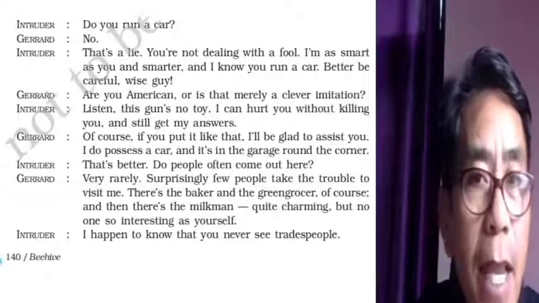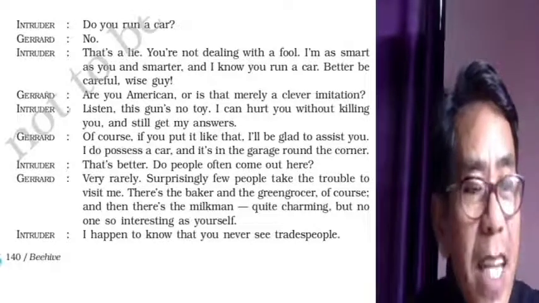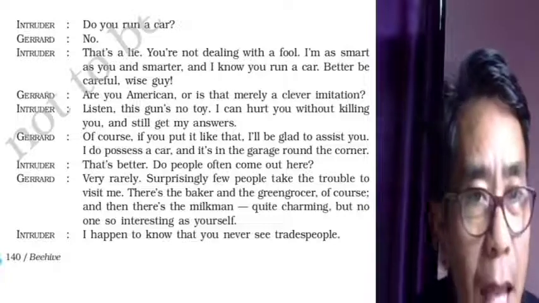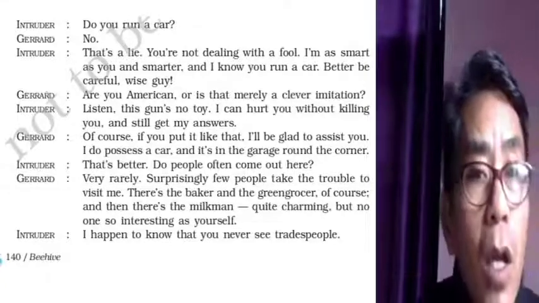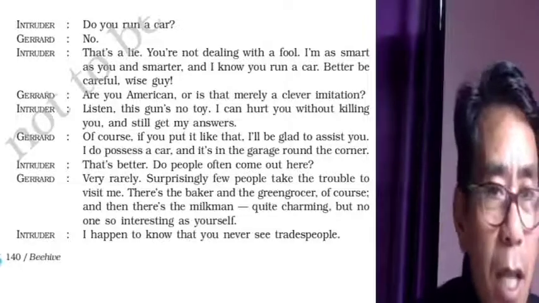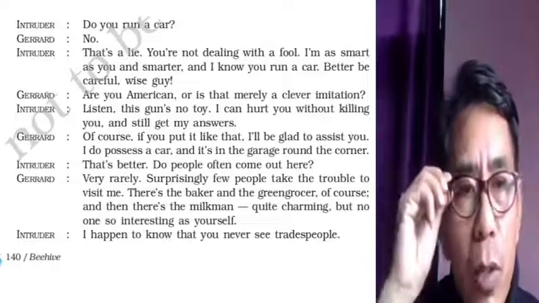Yes. And again, what did the intruder say? Now, the intruder was asking so many things. He was interested in knowing so many things. And the intruder asked Gerard whether people often come to his house or not. And Gerard said, very rarely. Surprisingly few people take the trouble to visit me.